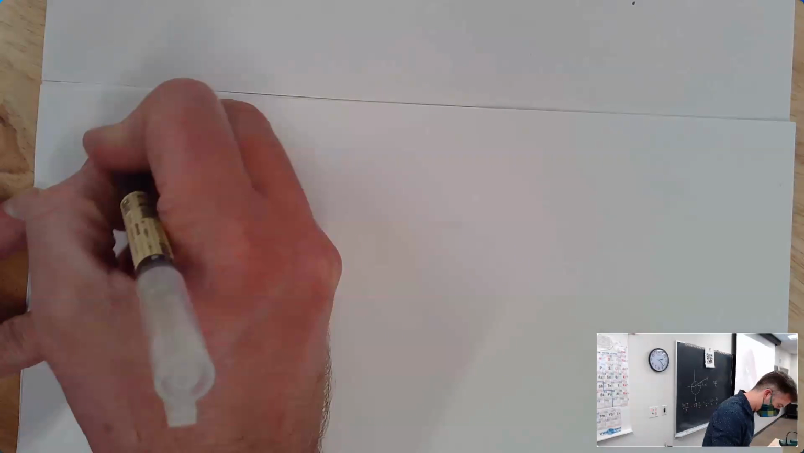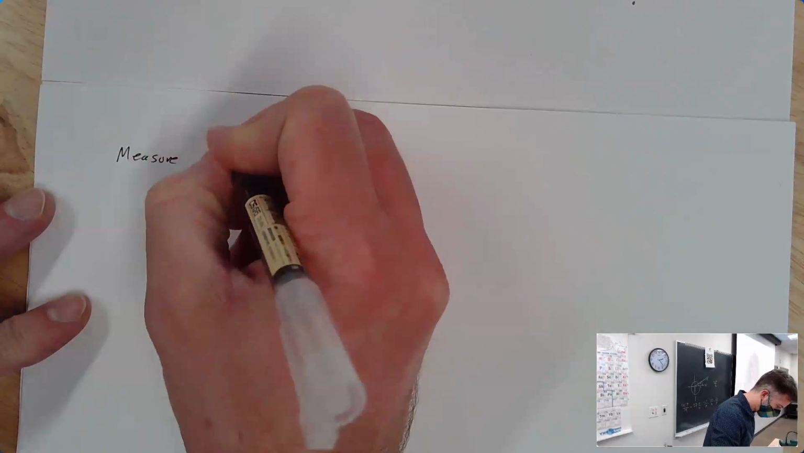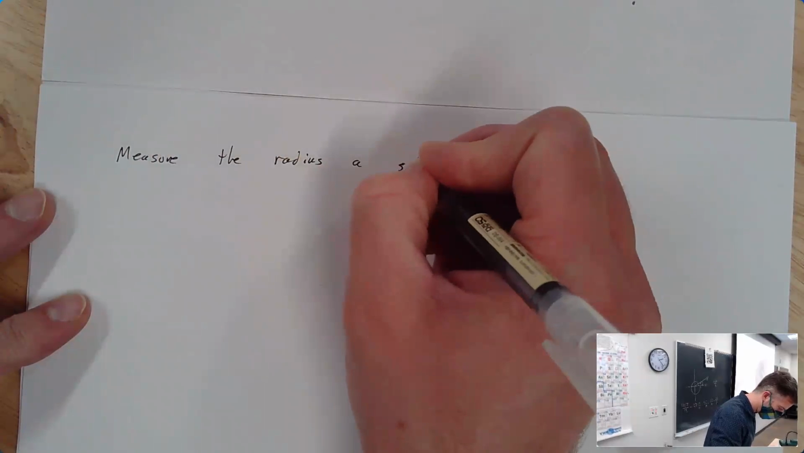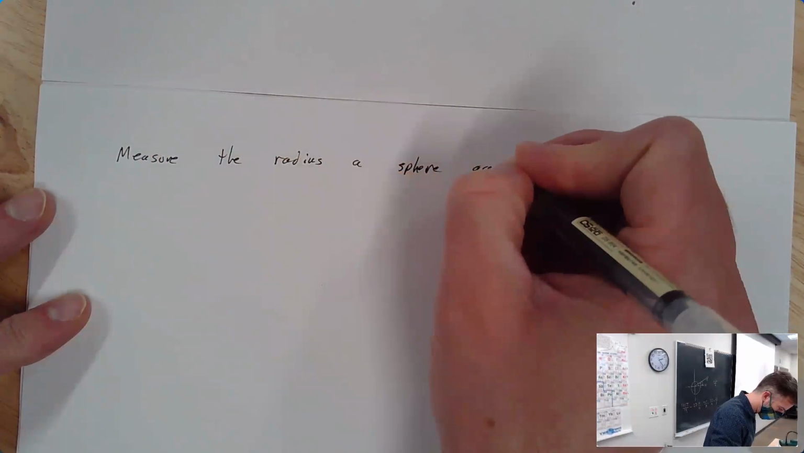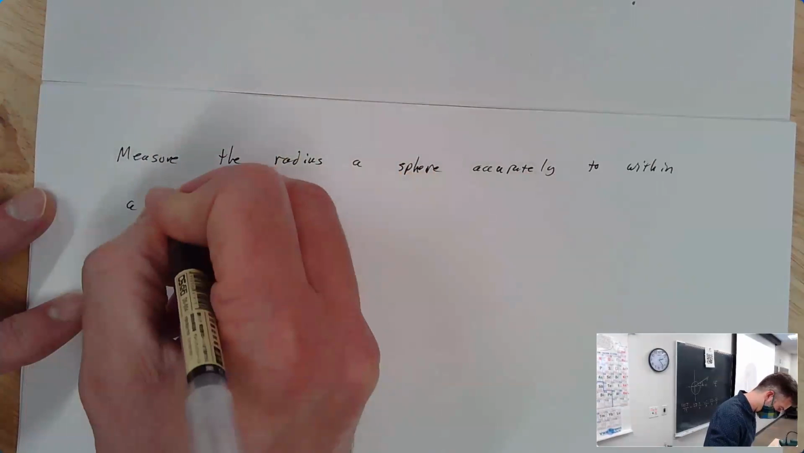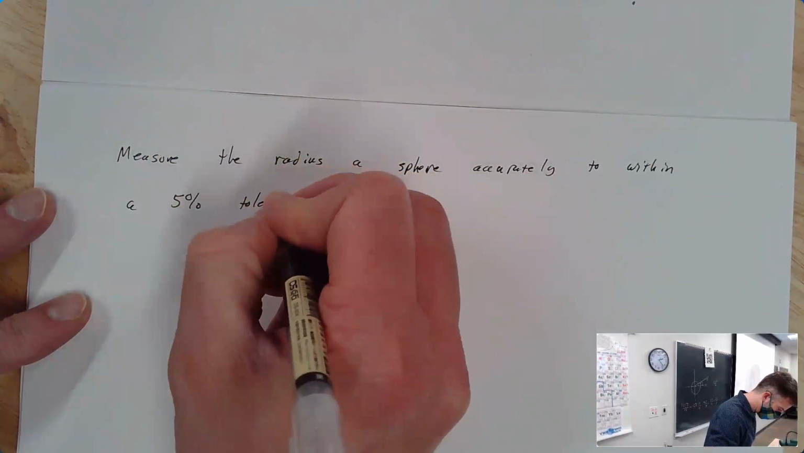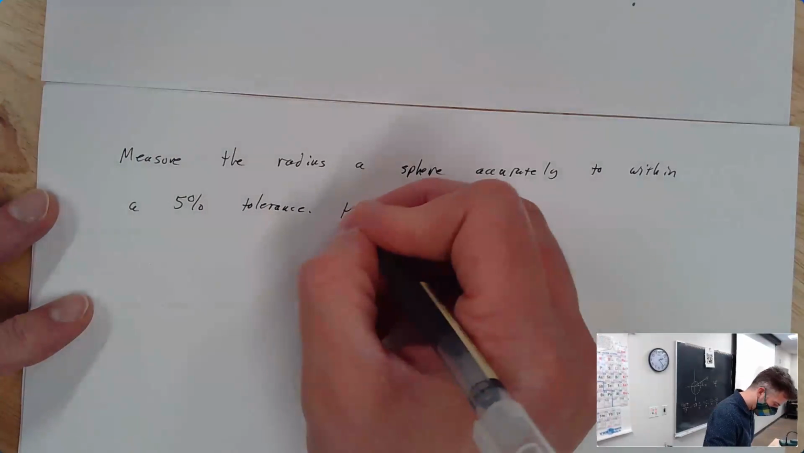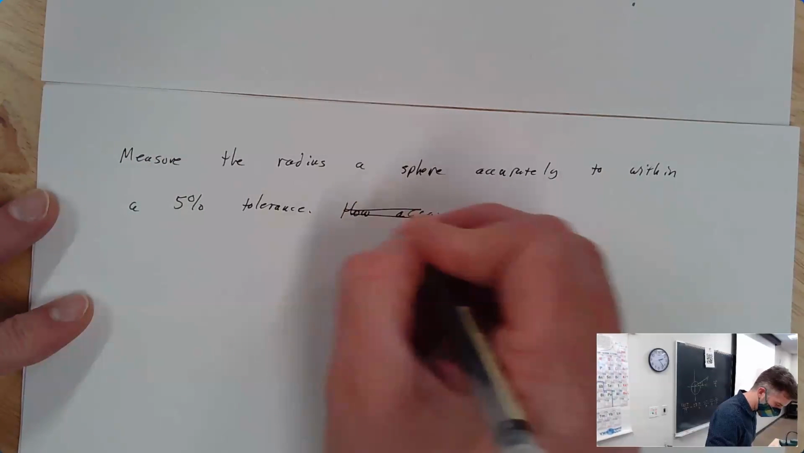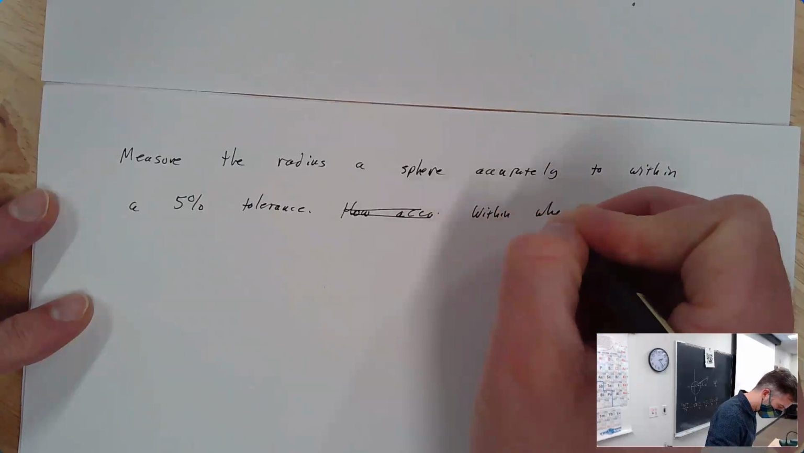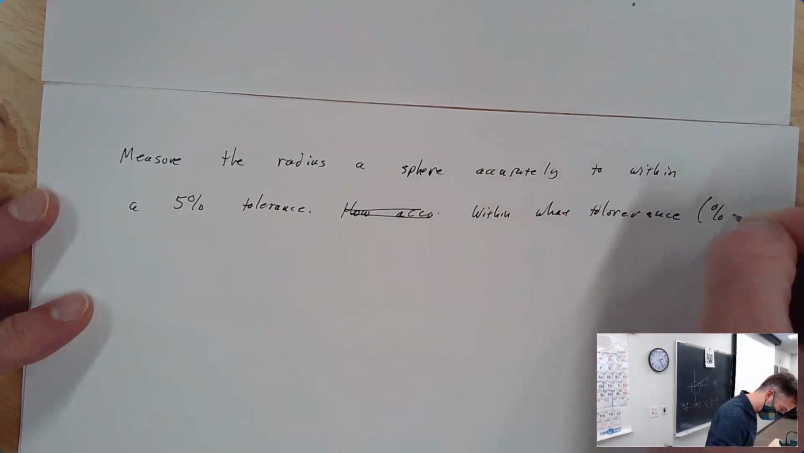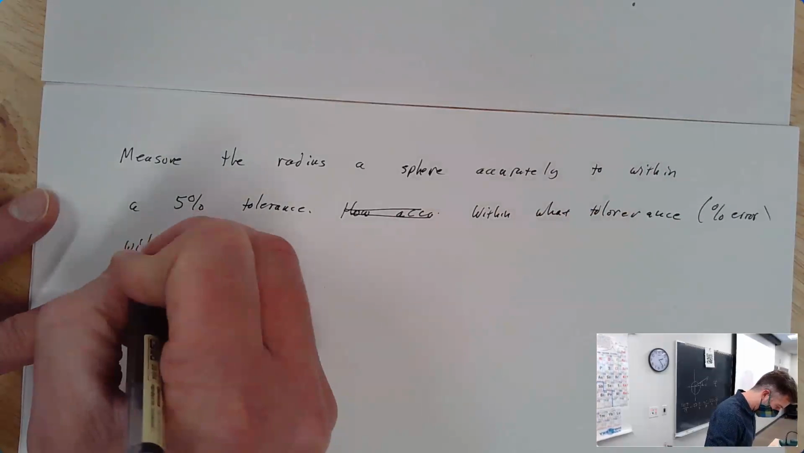Let's say we measure the radius of a sphere accurately to within a 5% tolerance. How accurate, or I should say within what tolerance, percentage error, will our measurement of the volume be?